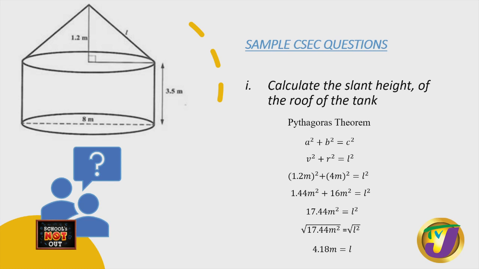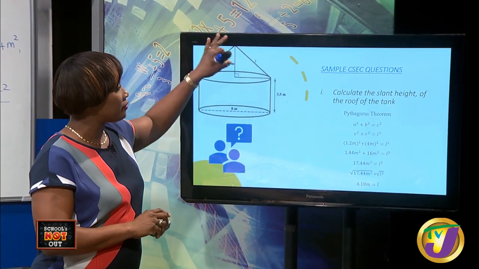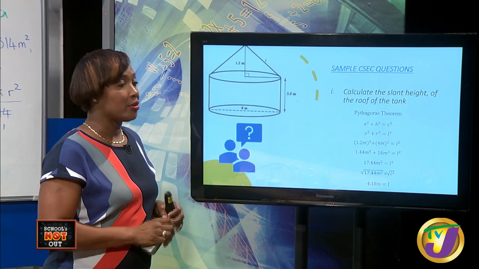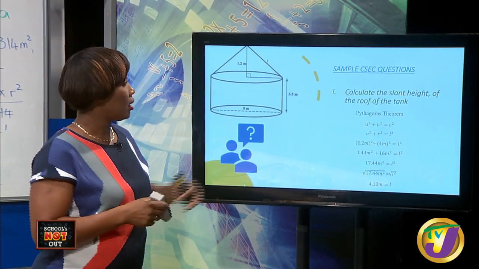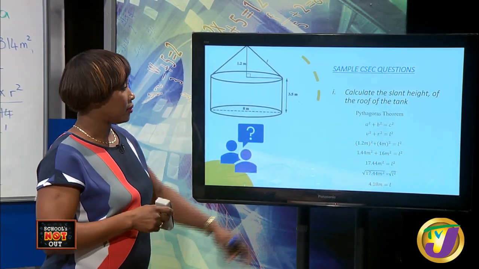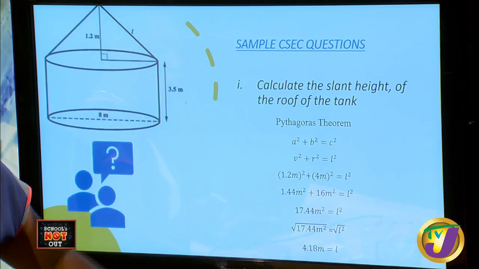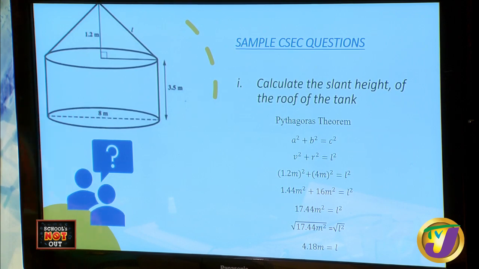Let's go through it one more time for those who probably didn't follow through with me initially. We would need to know Pythagoras' theorem because there is a right angle at the top here. That's what we're using to find the slant height. The slanted height represents the hypotenuse of the triangle. And we'd sub, pretty much, we have found the slant height.